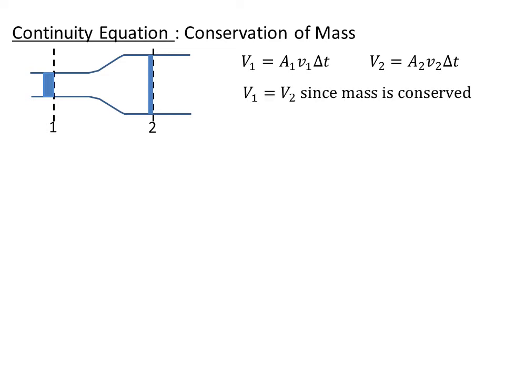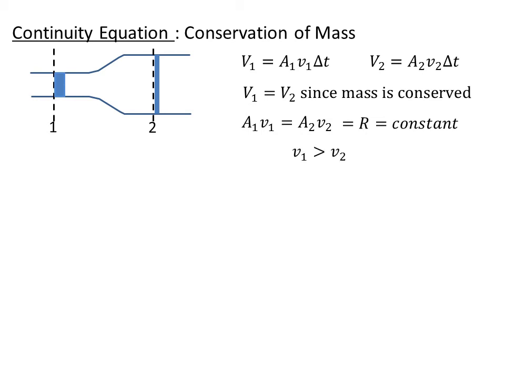Volume 1 has to be equal to volume 2, since as volume 1 pushes into the pipe, volume 2 has to leave since it's an incompressible fluid and mass is conserved. So as 1 moves in, 2 moves out, and they have to be the equal volume moving in and out of the pipe. So A1 times V1 must be equal to A2 times V2, so the delta t's cancel. And that's equal to some constant value, what's called the volume rate, capital R. One result of this, since A1 is smaller than A2, is that V1 is greater than V2, since they have to be equal to a constant.